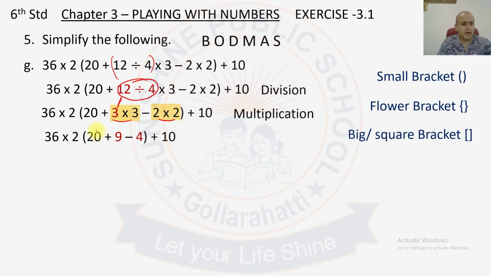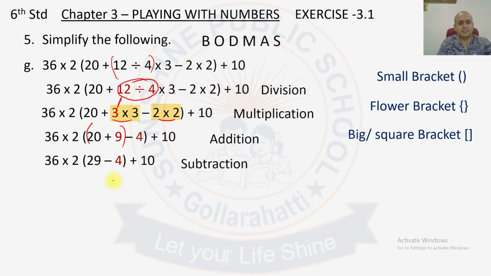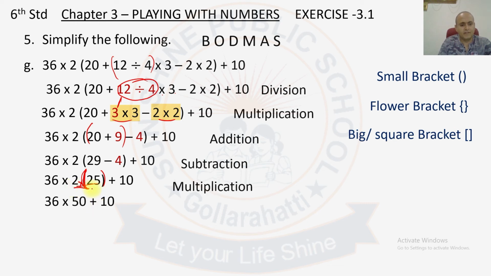Next step is addition and subtraction. In addition you have to add first. That is 20 plus 9, which is 29 minus 4. Subtracting, 29 minus 4 is 25. Now you are removing the bracket. To remove the bracket you have to multiply this 2 with 25, because if there is no sign near a bracket, it is considered as multiplication. That is 2 into 25, which is 50.